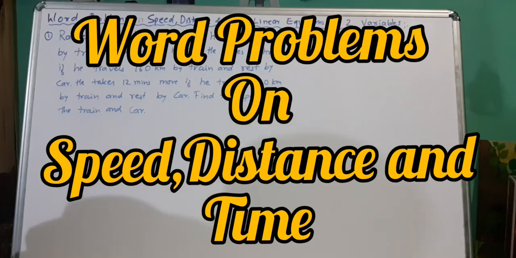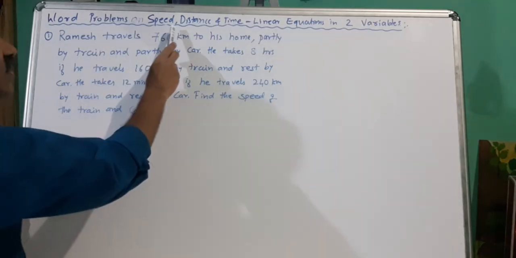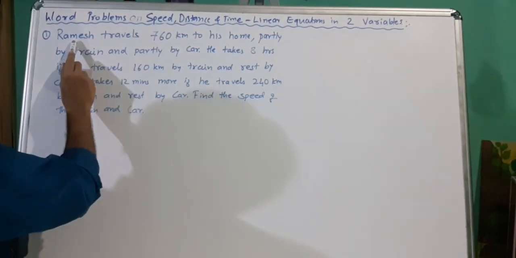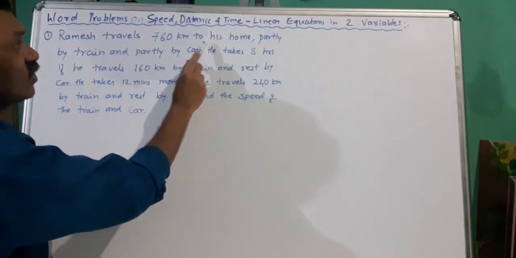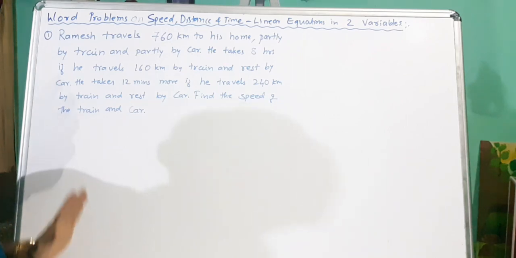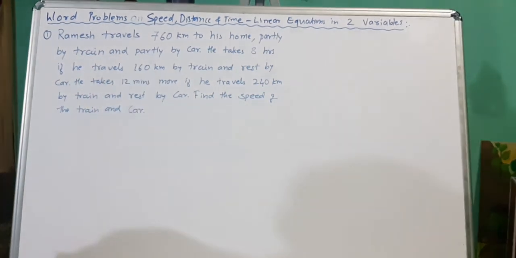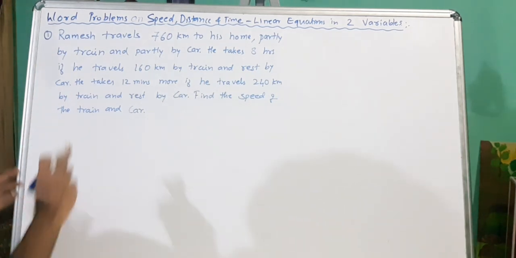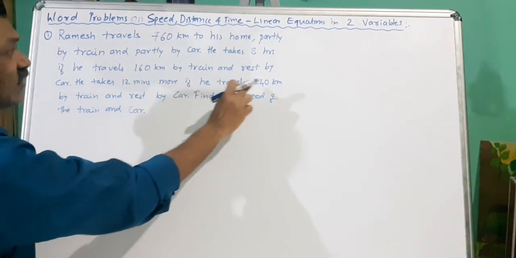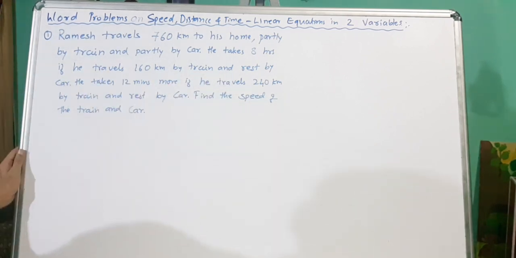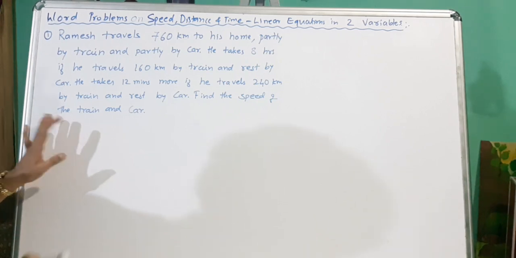Hello students, today we will study word problems on speed, distance and time in linear equations in two variables. The problem is: Ramesh travels 760 km to his home partly by train and partly by car. It takes 8 hours if he travels 160 km by train and the rest by car. It takes 12 minutes more if he travels 240 km by train and the rest by car. Find the speed of the train and car.